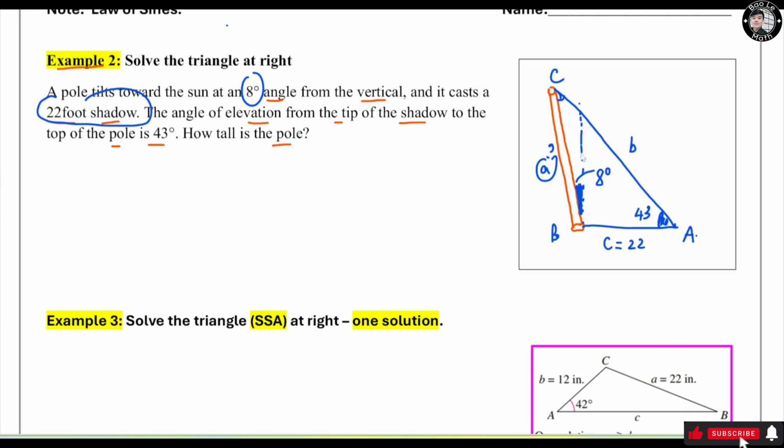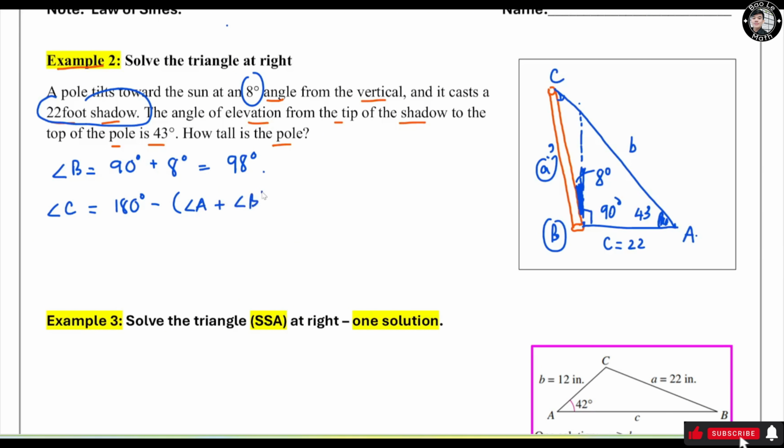Now we know that the angle right here is 90 degrees, this is the vertical one. So the total angle B equals 90 plus 8, 98 degrees. Then we're going to use the triangle sum theorem in triangle ABC to solve angle C. The measure of angle C equals 180 subtract the measure of angle A, which is 43, plus angle B, 98. So it could be 39 degrees.